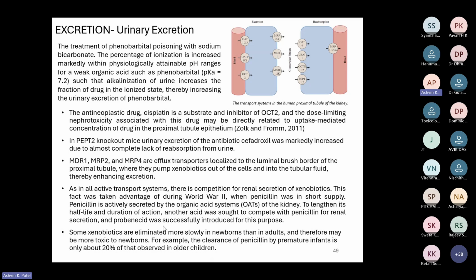Some xenobiotics are eliminated more slowly in newborns than in adults, and therefore may be more toxic to the newborn. For example, clearance of penicillin by premature infants is only about 20% of that observed in older children. So the dose regimen for infants or children is slightly different from the adult when there is any disease or infection in the children population.